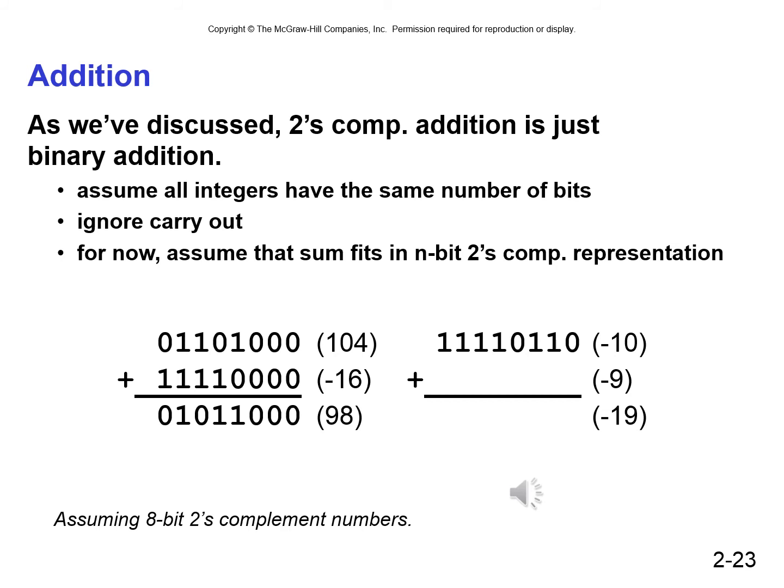Now, in this example, the most significant bit is a 0, as it should be. 104 minus 16 is a positive number. Now, let's do negative 10 minus 9. I'm going to do that on a separate slide together with you. Let's go there right now.